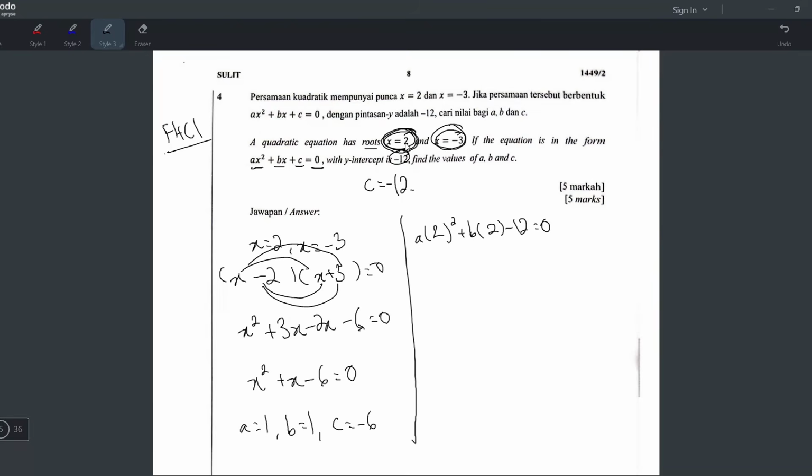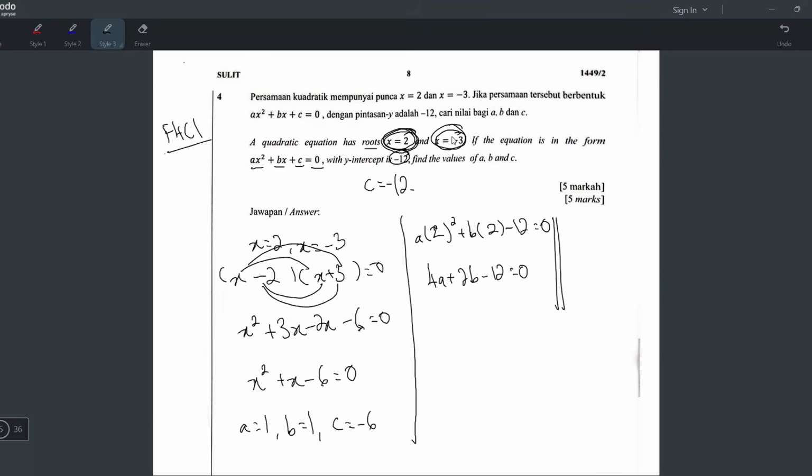X-intercept, its y must be zero. But this one they already write equal zero for you, so you just sub inside, the whole thing equals 0 like that. But make sure the c you don't write c, you write negative 12 because you know that it's negative. Okay, 2 square gives you 4, so 4a plus 2b minus 12 equals 0. Okay, I think there's not much you can do here.